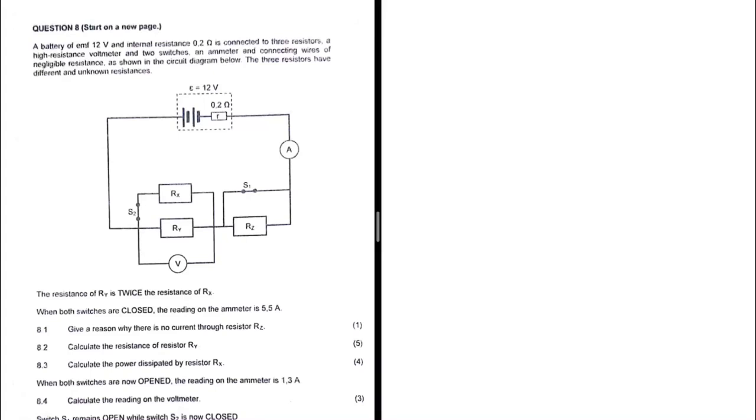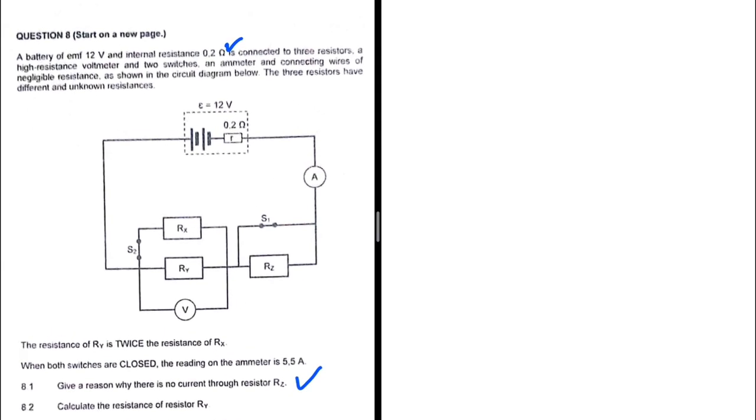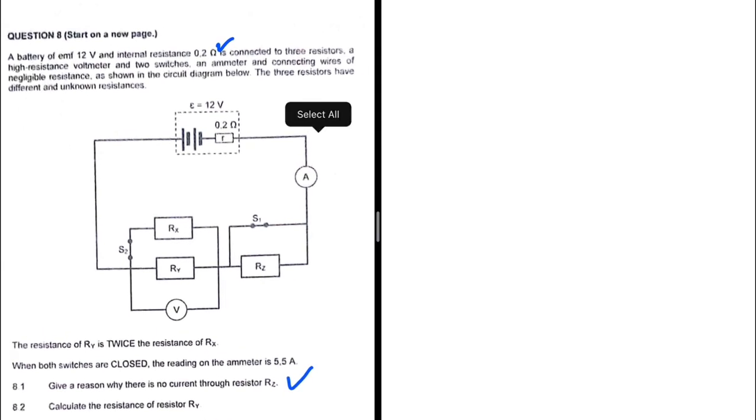7.2.2. Give a reason why there is no current through resistor RZ. Let's go ahead and take a look and see why there is no current through resistor RZ. The question statement: a battery of EMF 12 volts and an internal resistance of 0.2 ohms is connected to 3 resistors, a high resistance voltmeter and 2 switches, an ammeter and connecting wires of negligible resistance, as shown in the circuit diagram below. The 3 resistors have different and unknown resistances. Okay, the resistance of Ry is twice that of Rx. Okay, let's see what we can do with that.